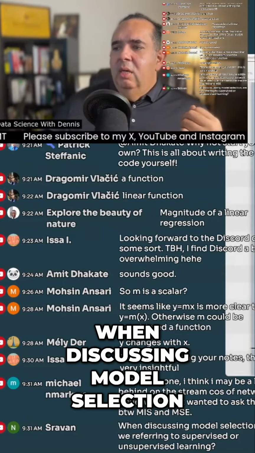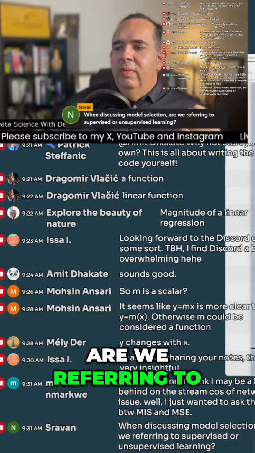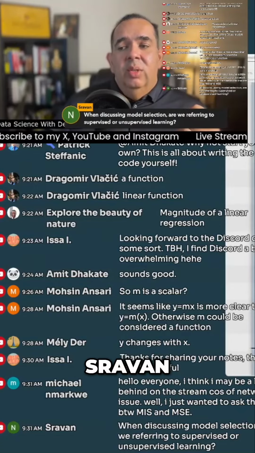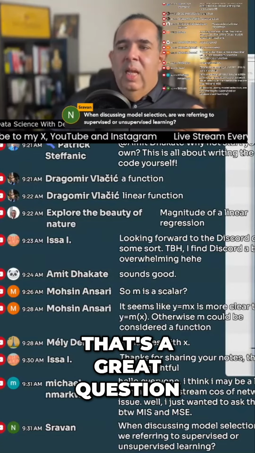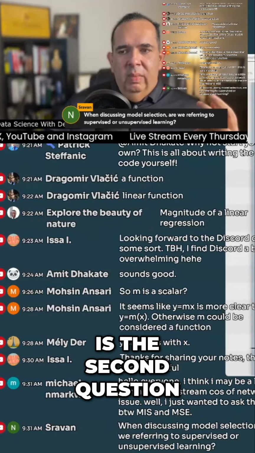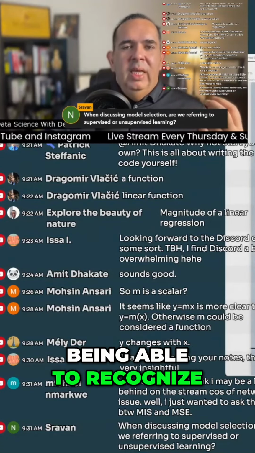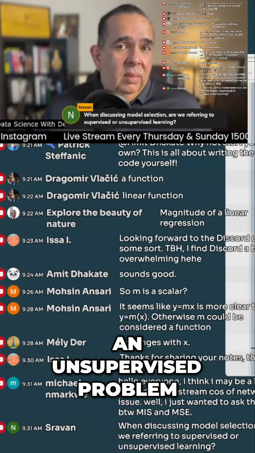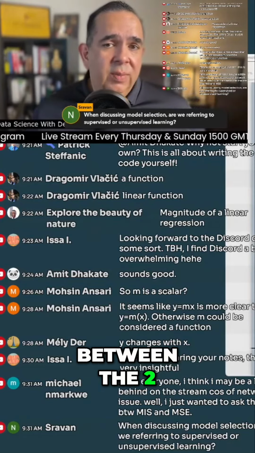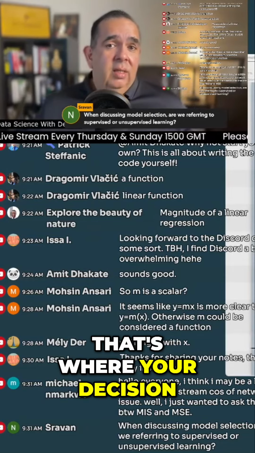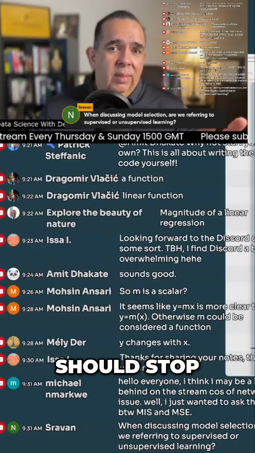Shravan says, when discussing model selection, are we referring to supervised or unsupervised learning? Shravan, that's a great question. I would say this is the second question. The first question is being able to recognize whether you're looking at a supervised problem or an unsupervised problem. And that's it. Just make a distinction between the two, nothing else. And like I said earlier, that's where your decision should stop.